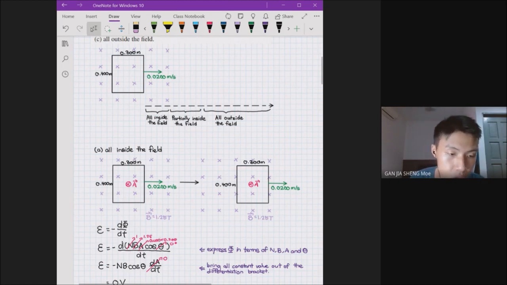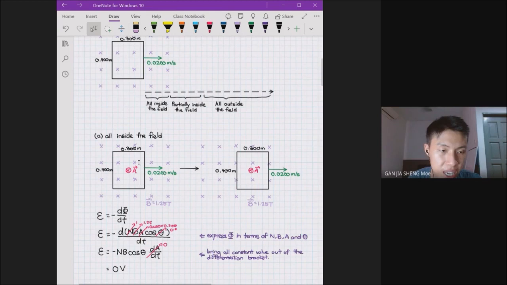The issue is if you do change against time, you see that everything here can be pulled out from the bracket. For here I pull out N, B and cos theta out from the bracket, I leave A inside the bracket. But as you can see, the whole area here is still experiencing the magnetic field passing through it. So there's no change in area that is experiencing the magnetic field. Therefore, this one will be 0. You take 0, multiply by anything, you get 0. That's why the induced EMF for this portion of the journey is 0 volt.